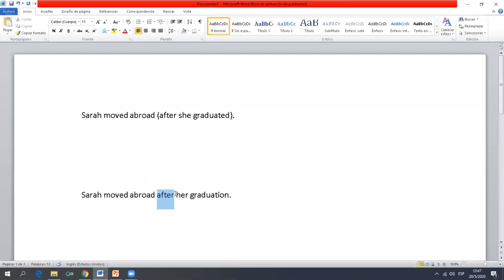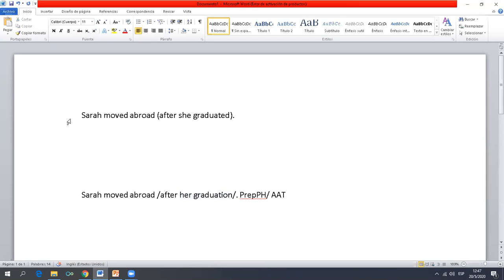What about this after? After her graduation is not a clause, it's not a subject predicate structure. It is a prepositional phrase, isn't it? It is an adverbial adjunct of time. And here you would have after is a preposition. Her graduation is the object to the preposition, and it is a noun phrase.